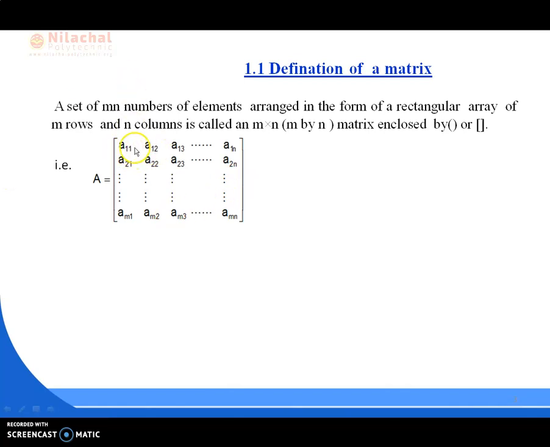So every element is symbolized by a11, a12, a13, a1n, a21, a22, a23, a2n, am1, am2, am3, amn. That means a22 means the element at the position second row, second column. a23 means the element at the position second row and third column. amn means the element at the position mth row and nth column. In this way the arrangement of the elements is shown in this figure.